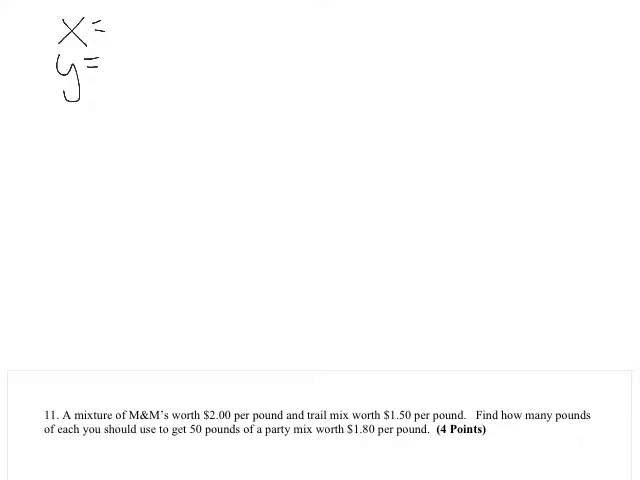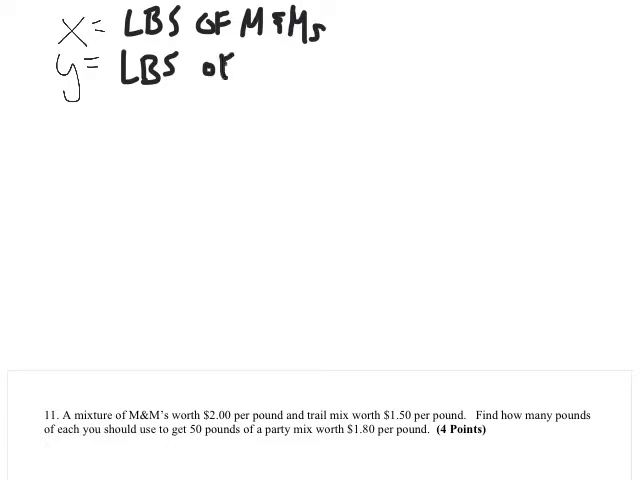So on this one we see a mixture of M&Ms worth $2 per pound and trail mix worth $1.50 per pound. Find how many pounds of each you should use to get 50 pounds of party mix worth $1.80 per pound. Alright, so we need two things. How many pounds of each? So we talked about pounds of M&Ms. And we also talked about pounds, what we want to find is pounds of trail mix.